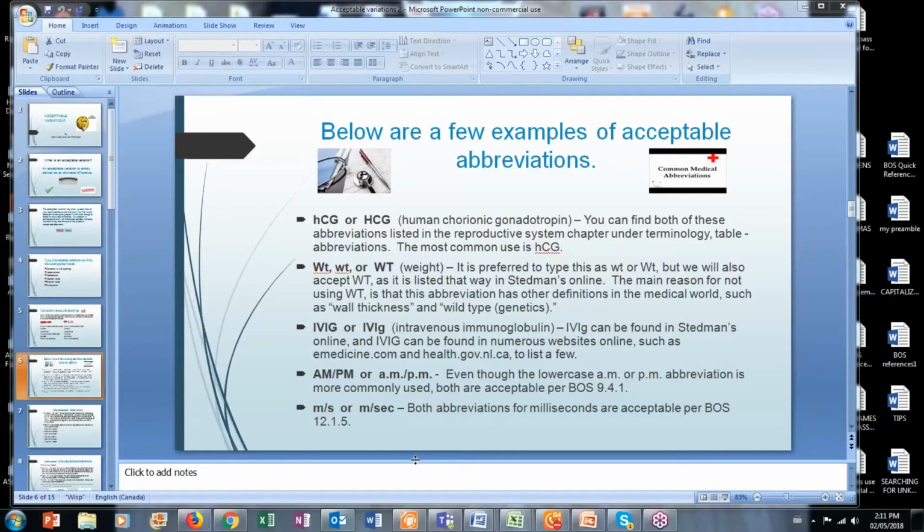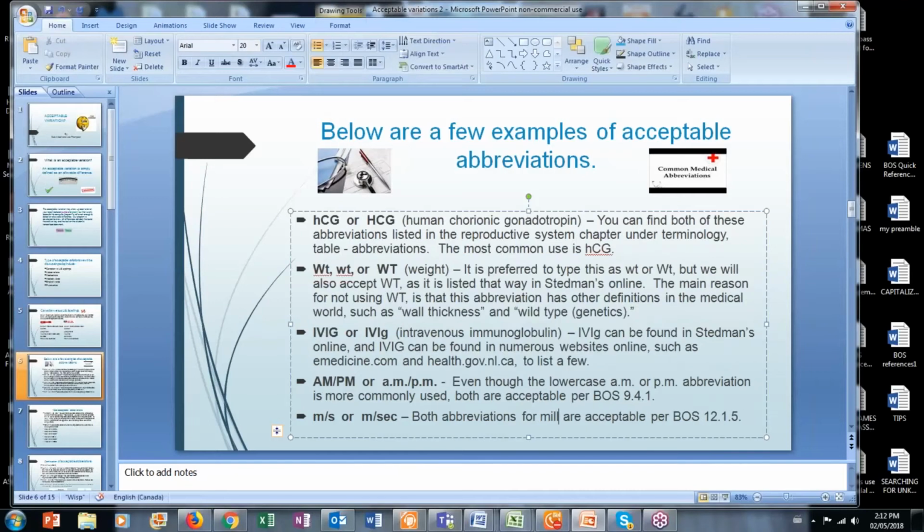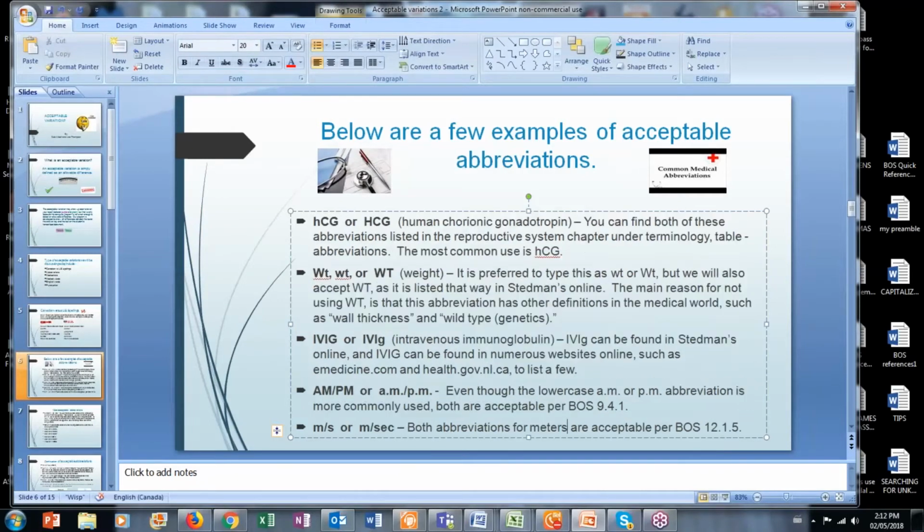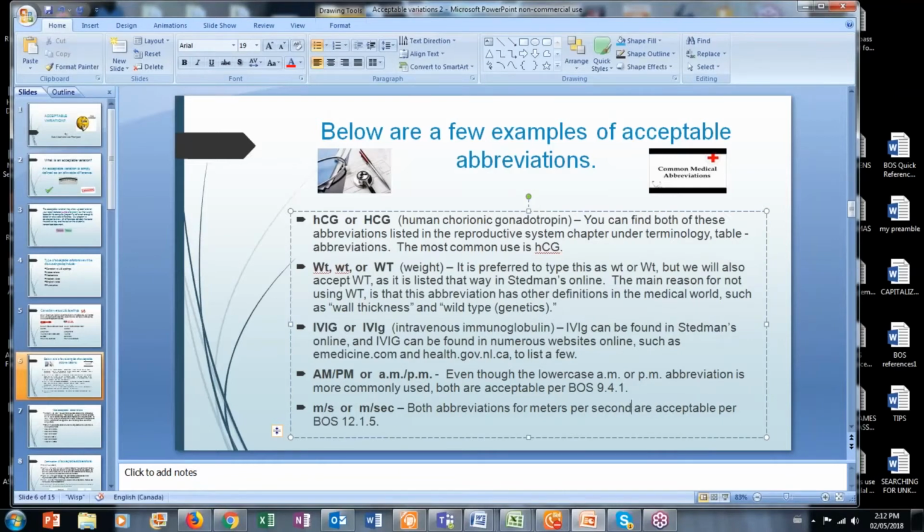I also just want to mention, by the way, the m virgule in this s actually stands for meter per second. So it says milliseconds, it's actually meters per second. Oh yeah, this here. Should be. Good catch, Deb. Meters per second. There we go.